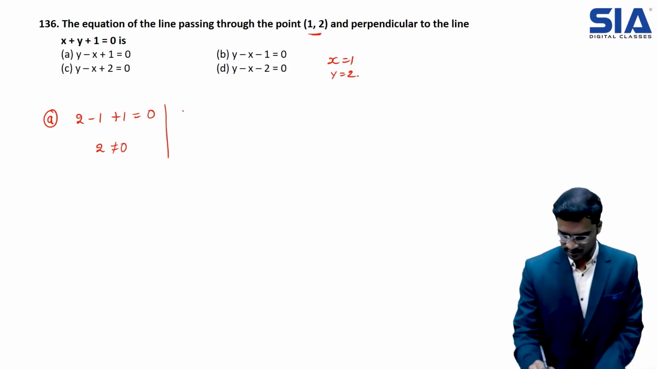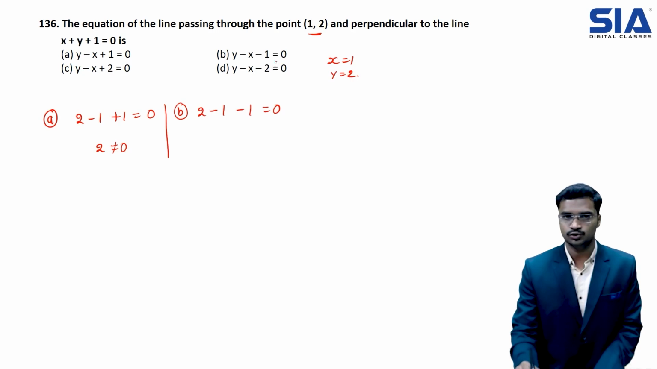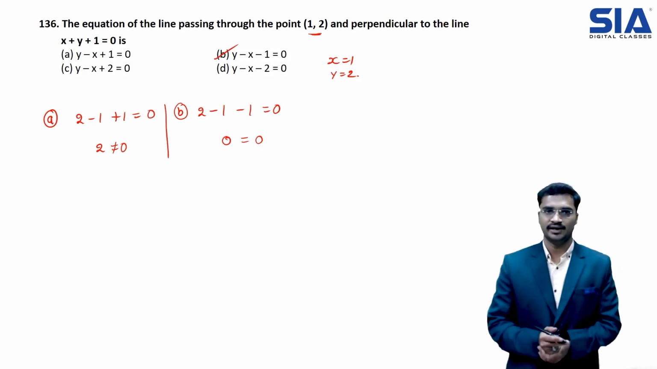Now coming to the second option, which is option B. 2 minus 1 minus 1 is equal to 0. The y value is 2, the x value is 1, and minus 1. So here the value of B is 0. So our answer is what? y minus x minus 1.